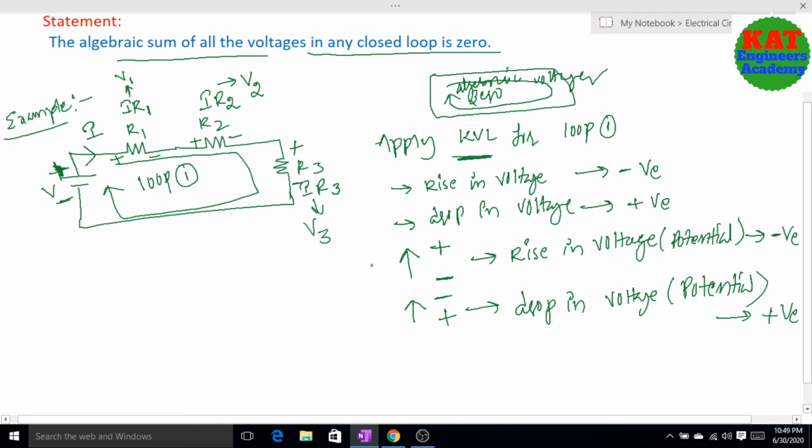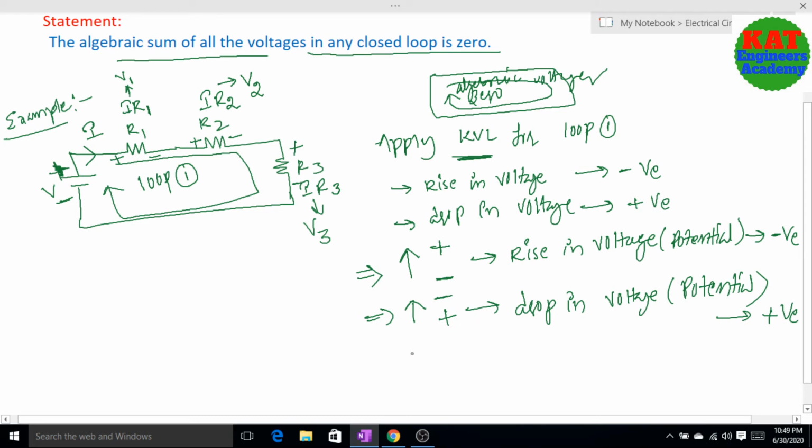So what is rise in voltage and what is drop in voltage? It is clear. Whenever the current is flowing from negative to positive, you consider it as a rise in voltage, which is negative. Whenever the current is flowing from positive to negative, you consider it as a drop, which is positive. So you have to follow these symbols.